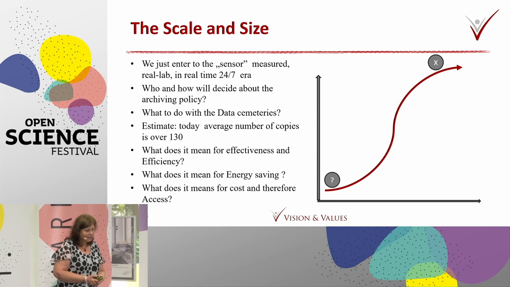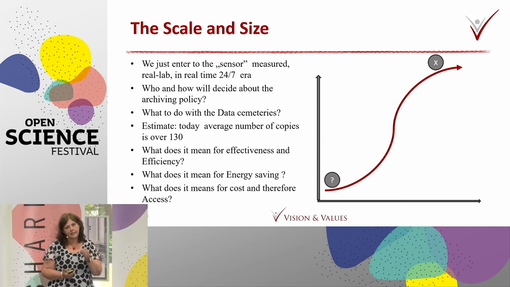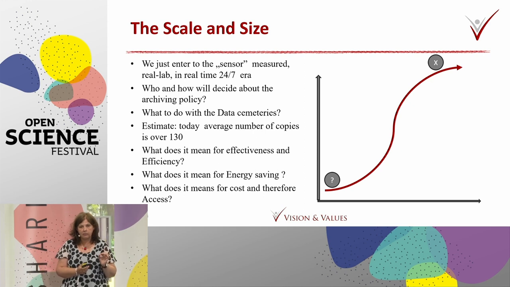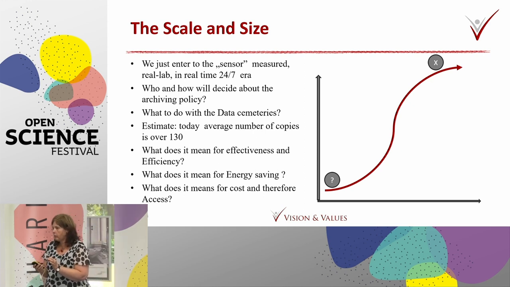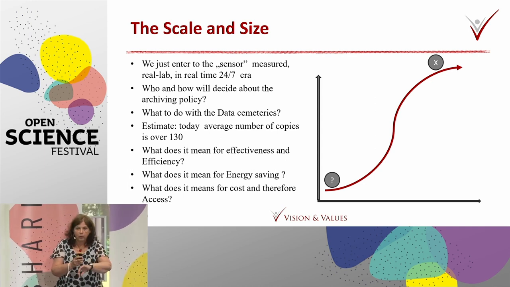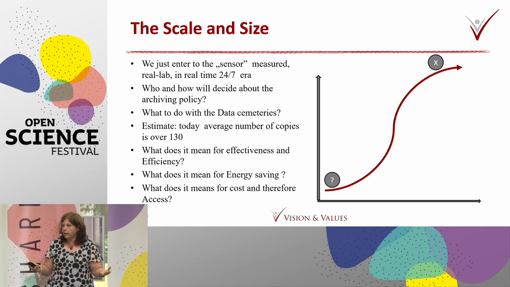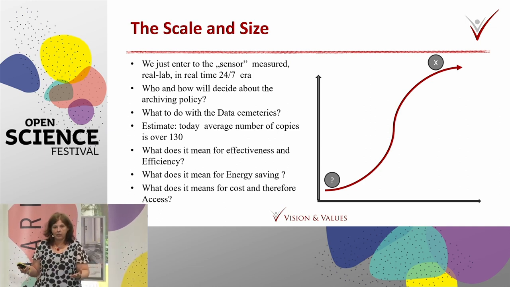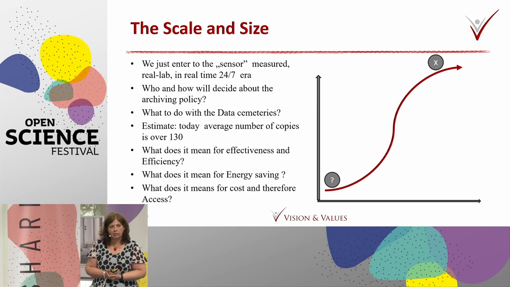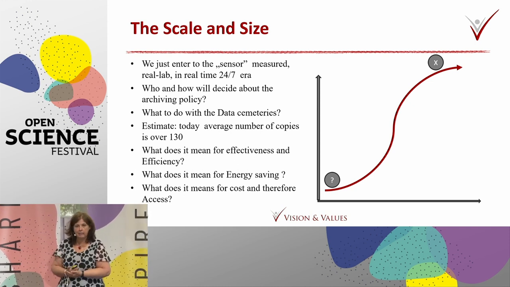So what is the scale and the scope? We just entered the sensor age, yeah? The research is moving out from the labs. It's not only the climate data moving out from the lab, but imagine if 600 million diabetes patients would send that data each morning at 8 o'clock, and then you would have 600 million data points to manage. Imagine the scale, what kind of data we are talking about. Who will decide about archiving? What are we doing with the data cemeteries?